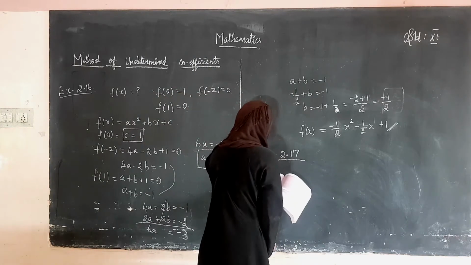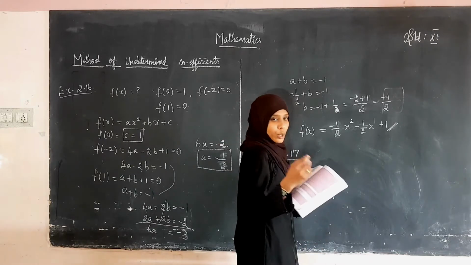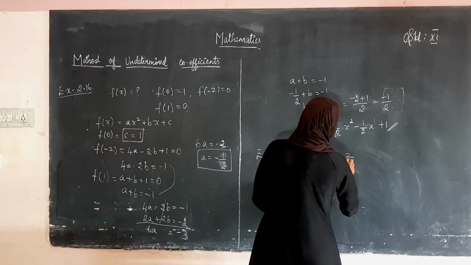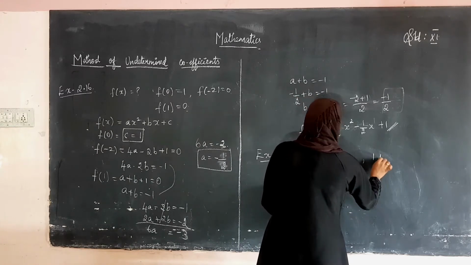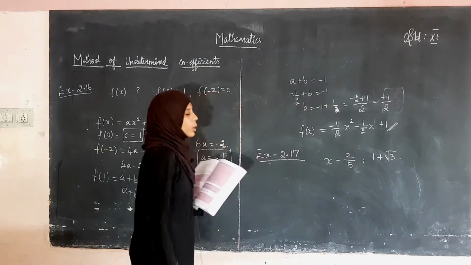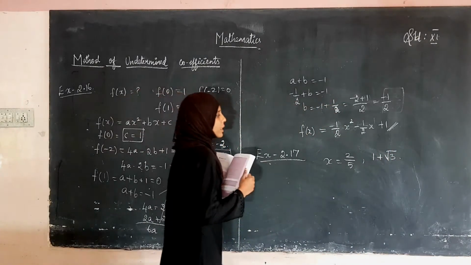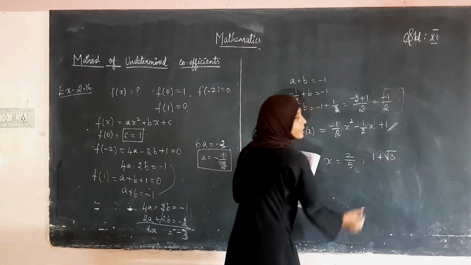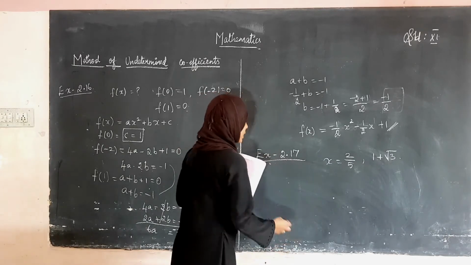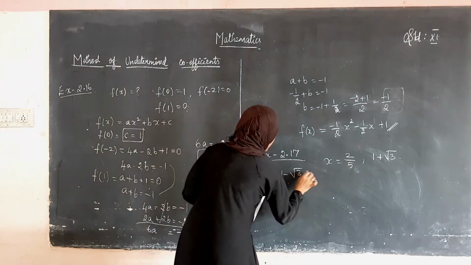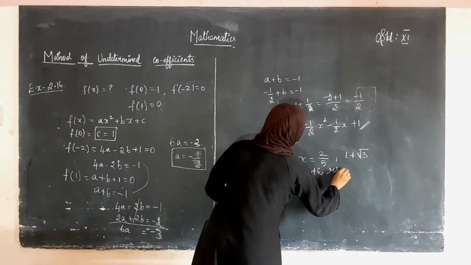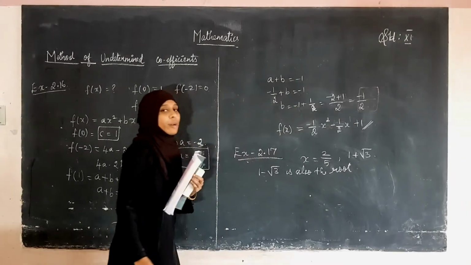Now see here, they have given the zeros. Zeros means solutions. They have given two solutions, that x is equal to 2 divided by 5 and 1 plus root 3. So you have learnt in 10th standard that in irrational numbers, if 1 plus root 3 is a root of a polynomial equation, then 1 minus root 3 will also be a root of the polynomial equation. So we have found 3 roots.